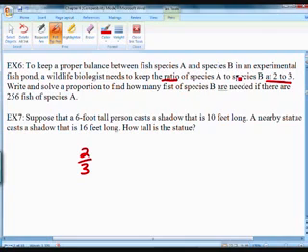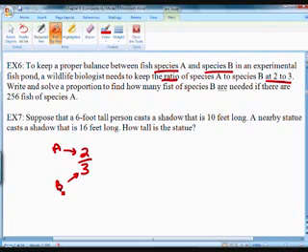Now, this is the ratio of species A to species B. So which one's A and which one's B? That's it. Does it say fish? Oh, my bad. Again, they want to keep it balanced. They want to keep the ratio always 2 to 3.